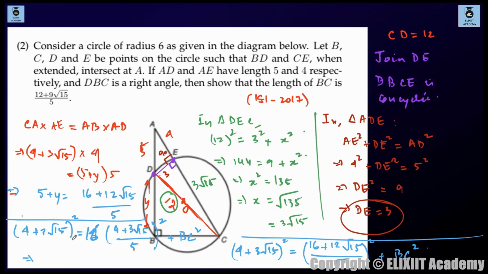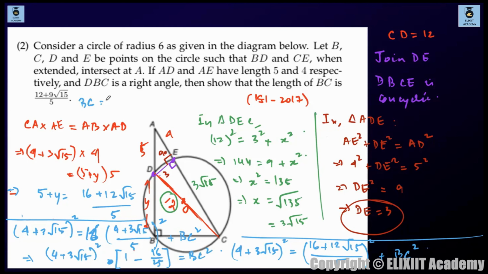Now you can clearly see, I can take out (4 plus 3 root 15) whole square common. So finally this becomes, common, so 1 minus 16 by 25 is left out, which is BC square. And simply take the square root. So we are done. You simply take the square root next.